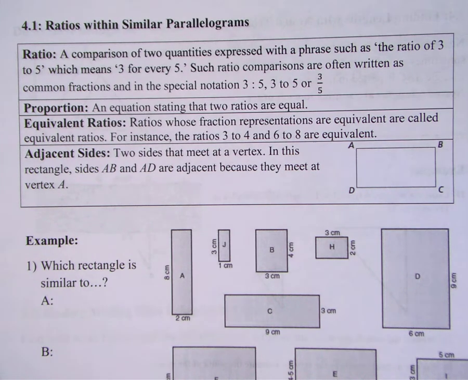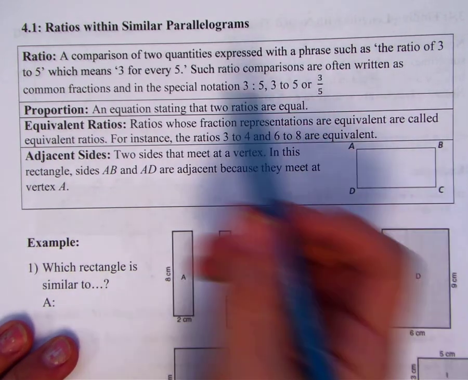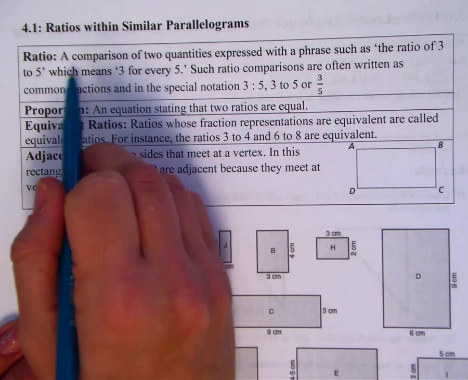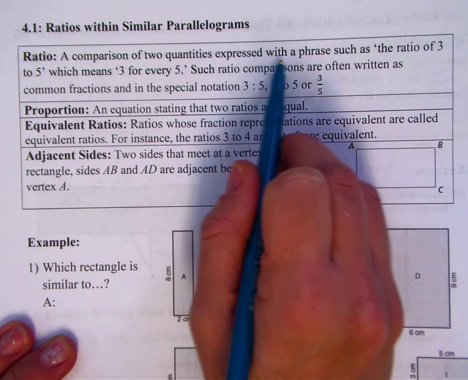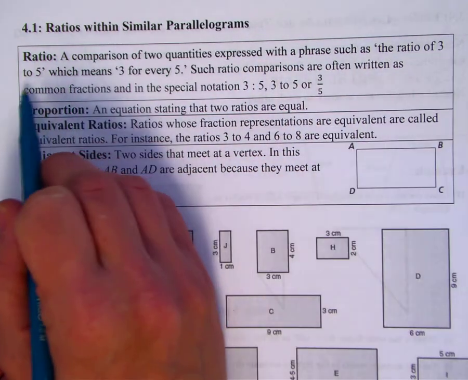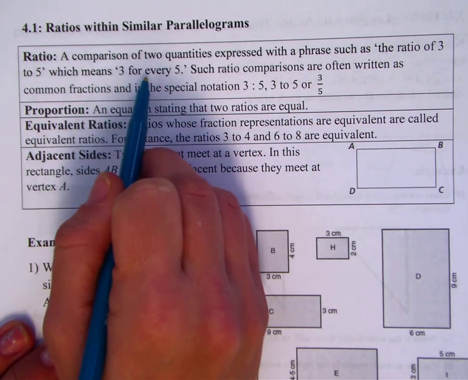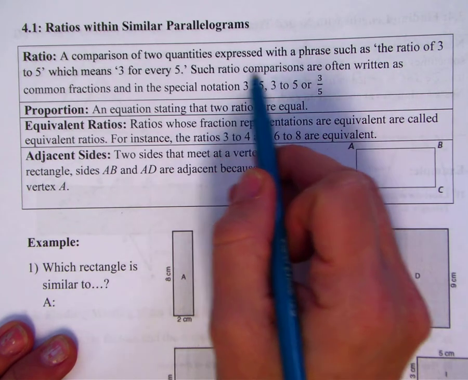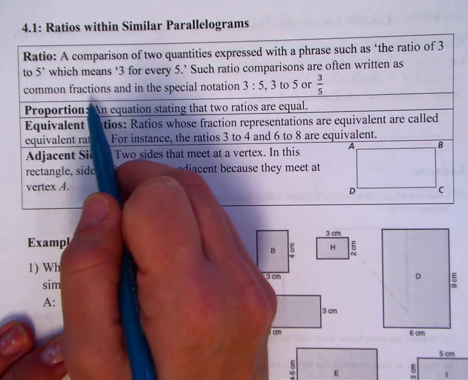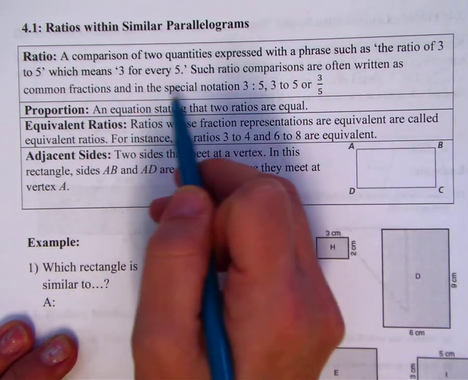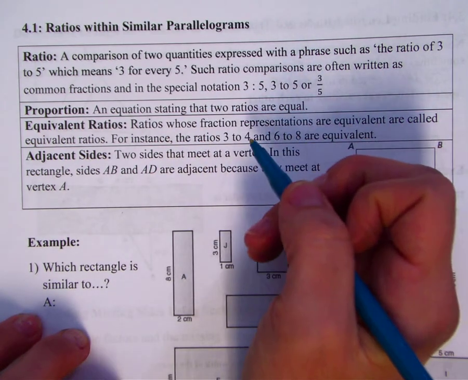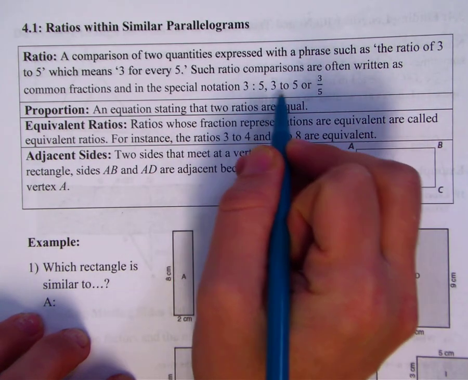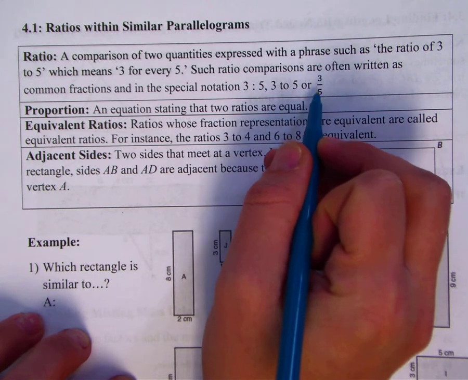Alright class, today you are going to take the notes on section 4.1, ratios within similar parallelograms. First, a few vocabulary terms. A ratio is just a comparison of two quantities expressed with a phrase such as the ratio of 3 to 5, which means 3 for every 5. Such ratio comparisons are often written as fractions in a special notation. So you can say 3:5, 3 to 5, or 3 over 5.